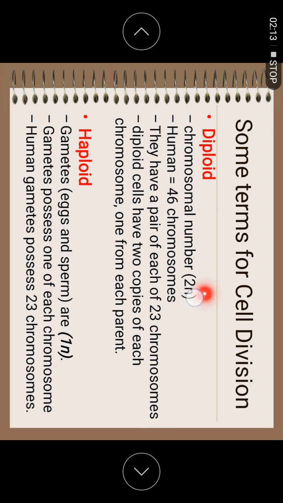Diploid means the number is 2n. 2n means an even number. For example, human, you have 46. For the fruit fly just now, you have 8. So that is certain. You do not need to remember the chromosome numbers. Chromosome number, no need to memorize. Just for human, you have to know only.